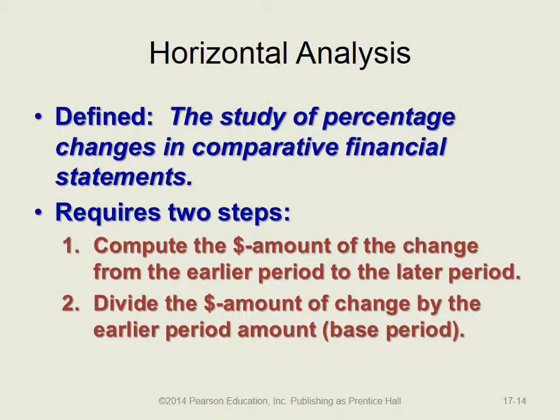The process of performing one of these analyses is to first compute the dollar amount of the change from the earlier period to the later period. So how much did whatever category you're looking at change from year one to year two. And then second, divide the dollar amount of the change by the earlier period amount, known as the base period. So this will basically give you a percentage change from one year to the next given in terms of the dollars in the first year, or a percentage of those first year dollars.